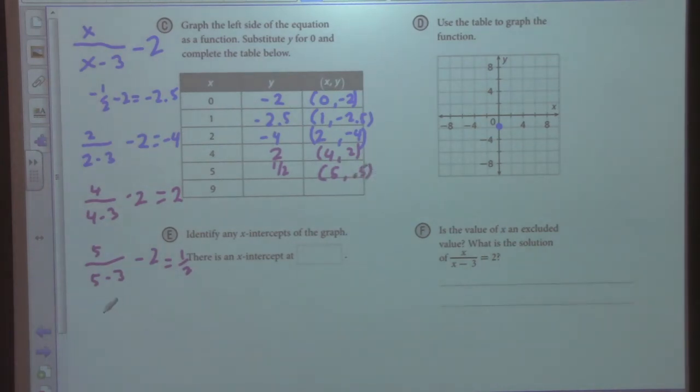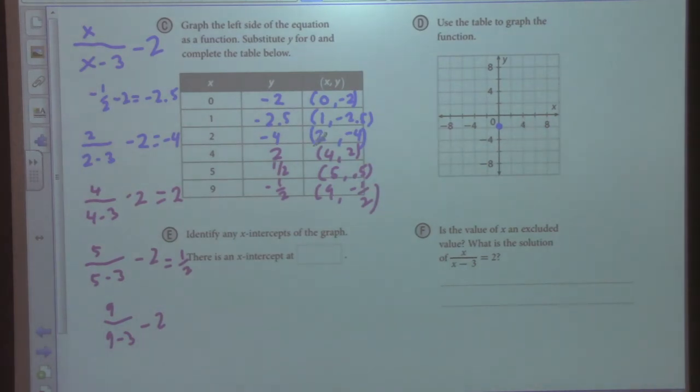And the last one, if we plug in 9, over 9 minus 3 minus 2, what we get is 3/2 minus 2, which is going to be negative 1/2. And so that's going to be 9 comma negative 1/2. And I know I went pretty fast in the simplification and all that, but that's what you're going to get.